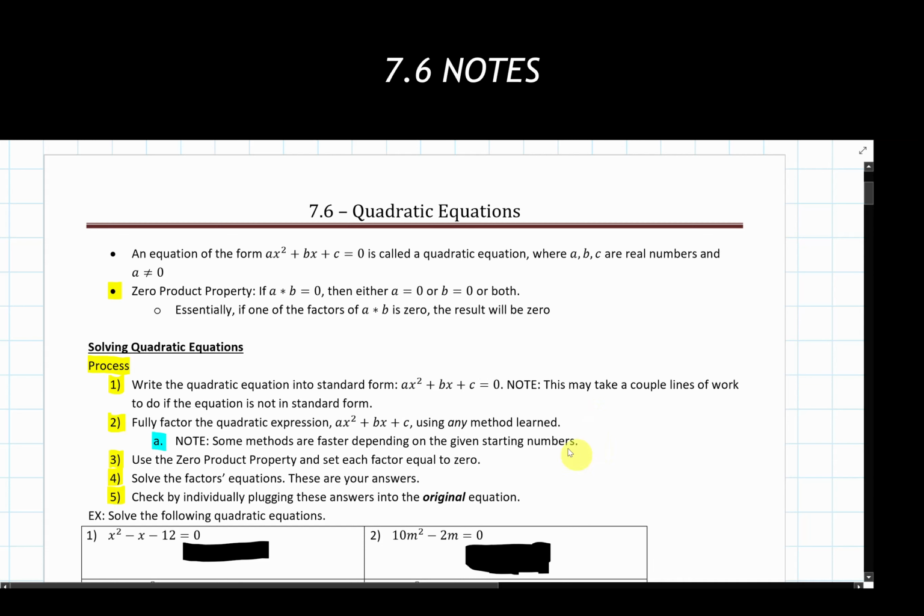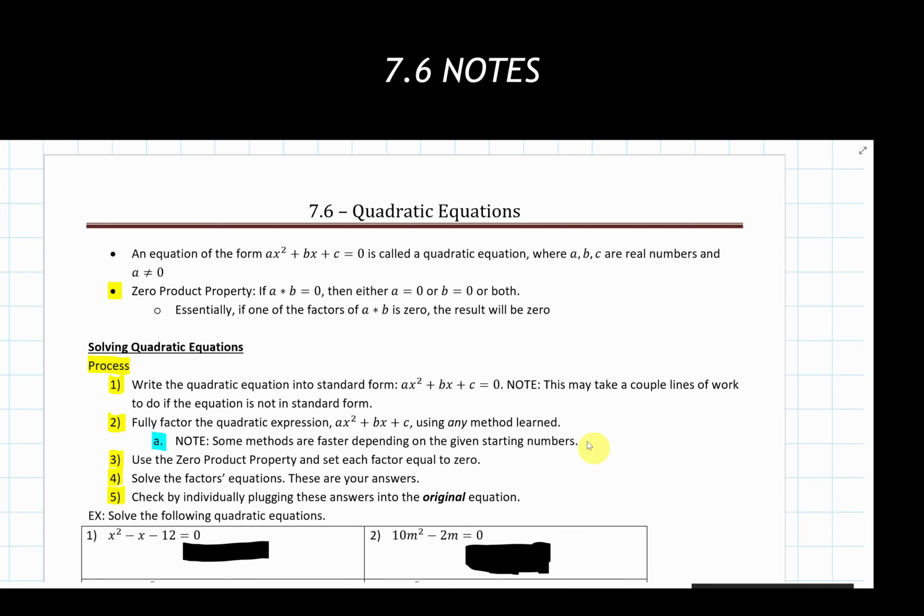Should also be noted here, some methods are going to be faster than others depending on what we've been given at the start of a problem, but I'd be very hesitant to say that there is one method that is always and forever going to be the fastest one whenever you're going through and solving these types of problems with factoring. Very much depends on what you've been given.